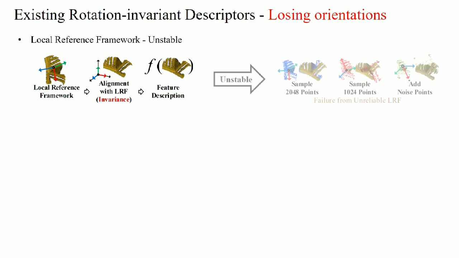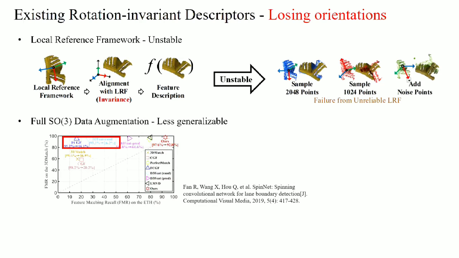However, the local reference frame is sensitive to noise and point density variance. The unstable local reference frame causes unstable patch alignment and unreliable rotation invariant descriptors. It means that using a local reference frame to lose orientation information is unreliable. Some other methods resort to data augmentation or handcrafted descriptors that have been proved to be less generalizable or discriminative. Thus, the rotation invariant descriptor construction is still a challenging problem.